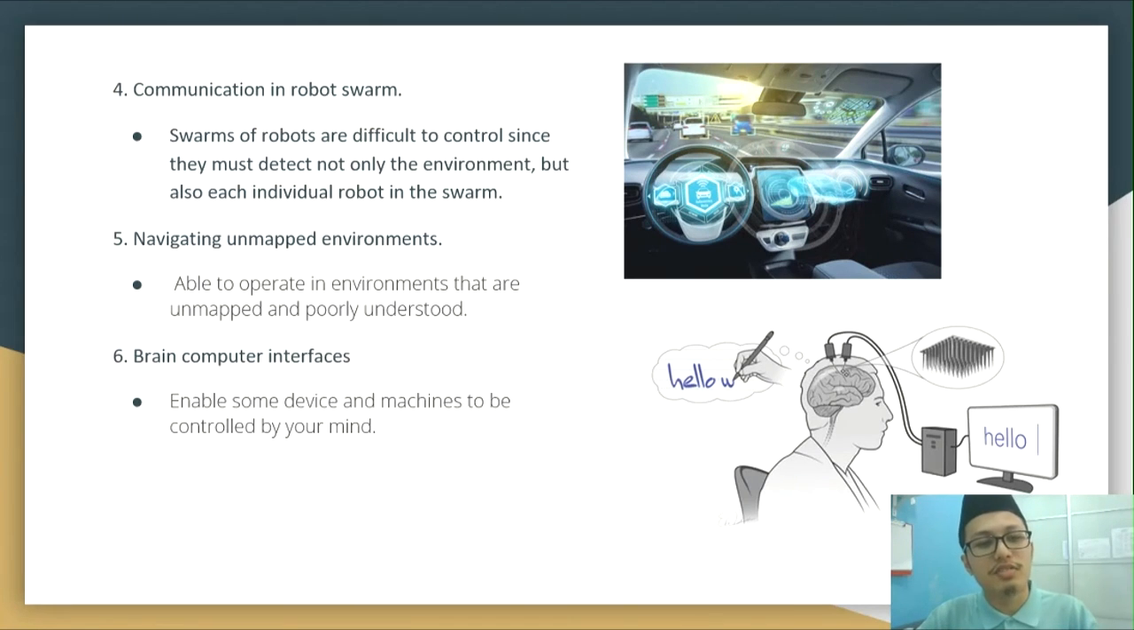The fifth one is navigating unmanned environments. So this one is unable to operate in environments that are unmapped and poorly understood. Number six, brain-computer interfaces. The robots also need to enable some devices and machines to be controlled by your mind.